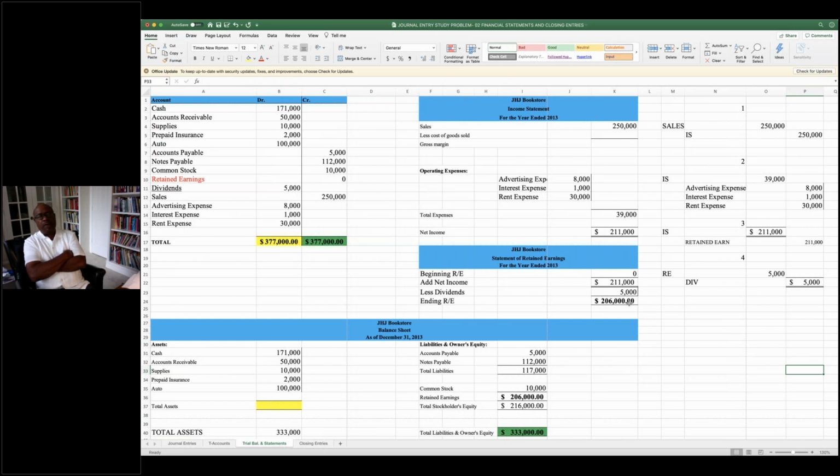Now, eventually, you're going to have to journalize, post to the ledger, do a trial balance, and do all of these steps. That's why you can only take 2 minutes on a journal entry.